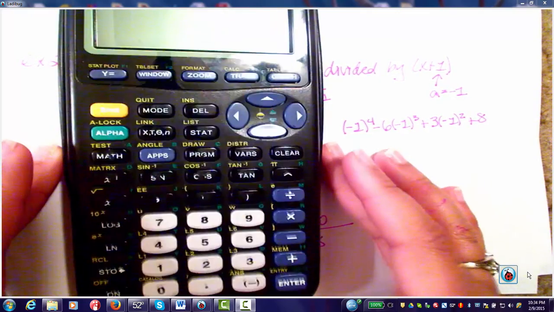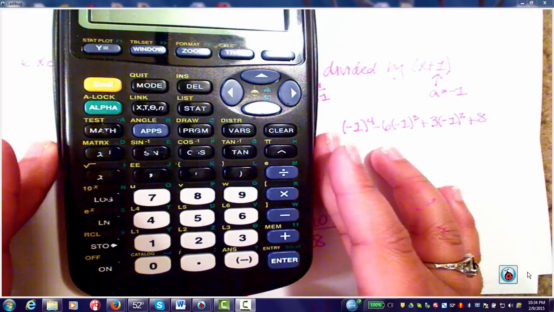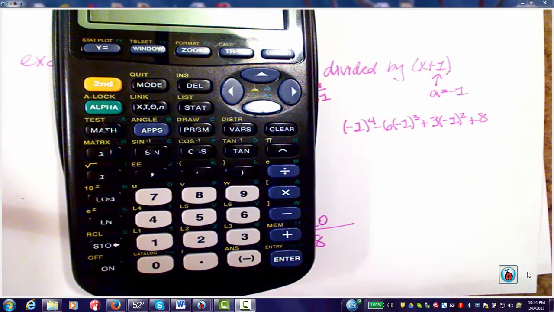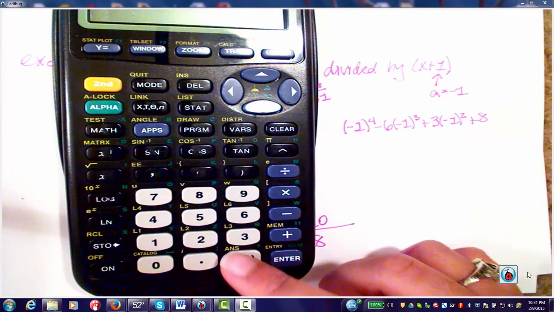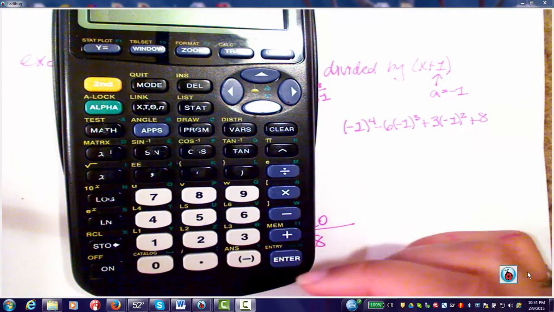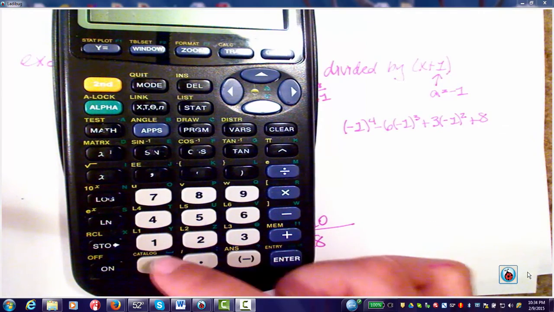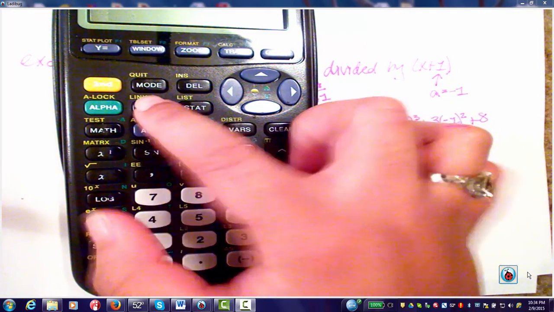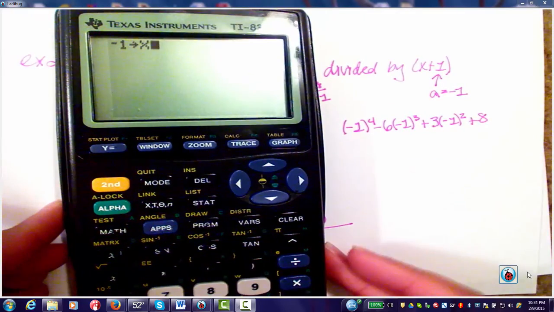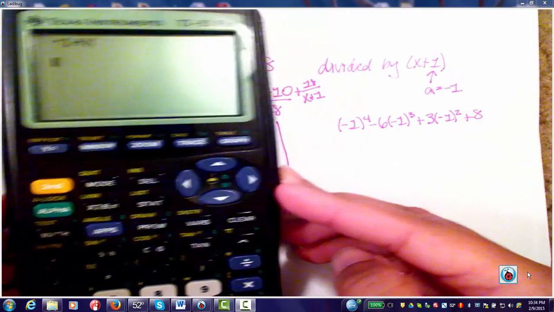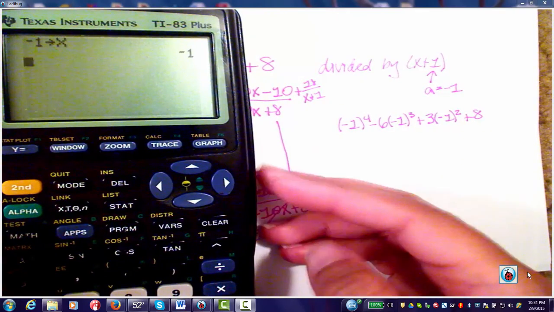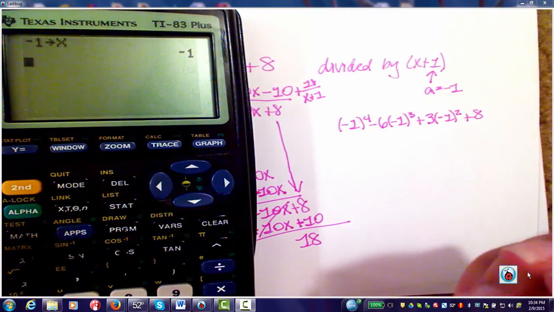So the way you store a value for x is you hit whatever the value is. So we want our value to be negative 1. So we type in negative 1, store as x, and then we hit enter. So now our calculator has stored the value -1 for x.